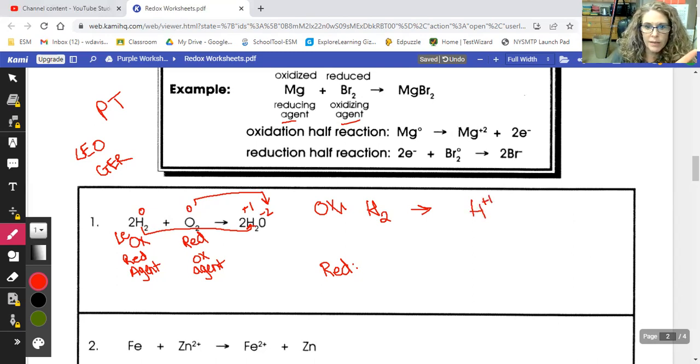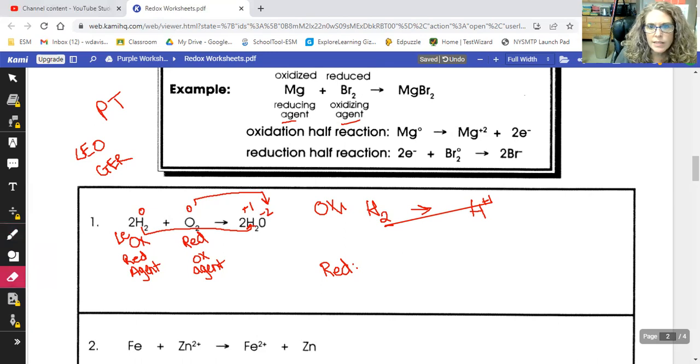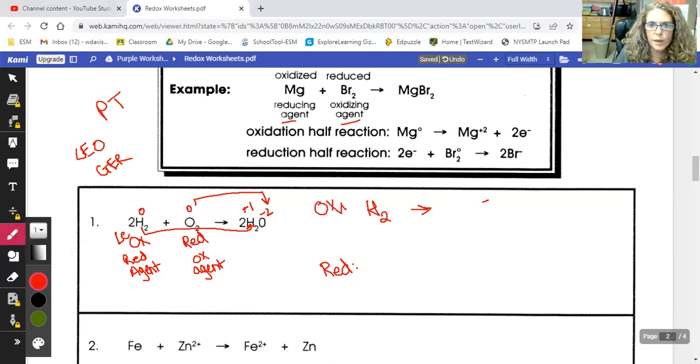And now I want to balance my charge. Let me see if I can erase that. All right, let me just redo that over there. Okay. And there we go. Okay. So hydrogen is going to go to that +1. And so I have to have the conservation of mass. So I need 2 of those +1s.